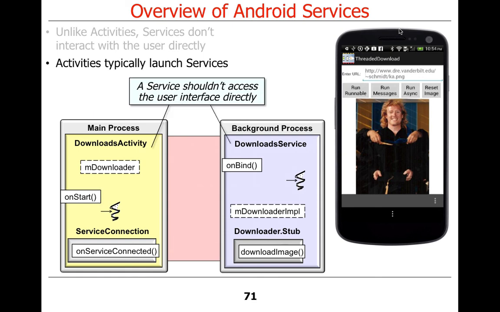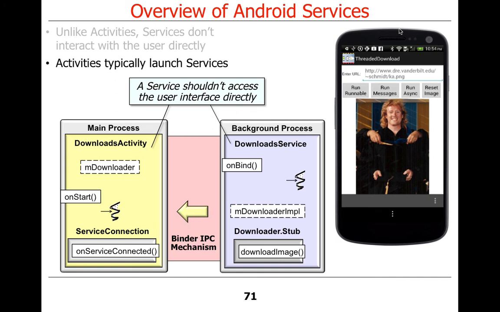Now, one of the consequences of this is inside of a service, and we'll talk more in a second about what goes on inside of a service, you don't want the service to try to access the user interface directly. So all the things you can do to set text views and write to text views and so on, all that kind of stuff, you can't do in a service. And if you try to do it, hopefully bad things will happen, right? Hopefully you'll get an exception because you're not allowed to do that in that particular context.